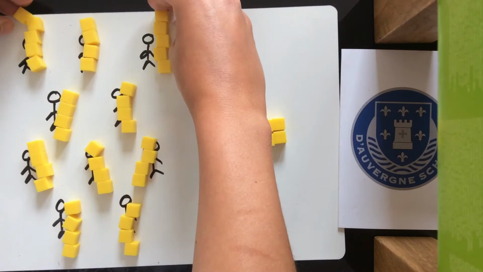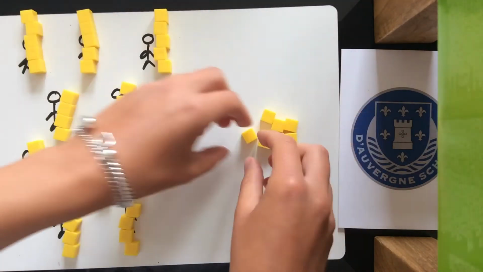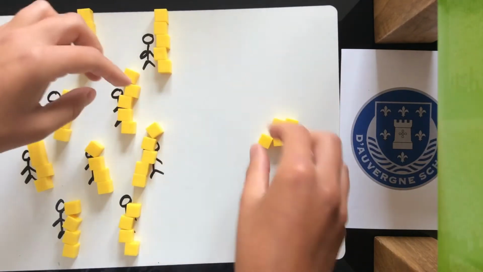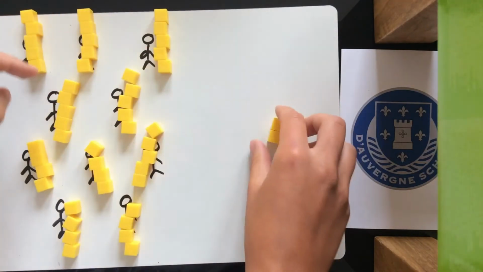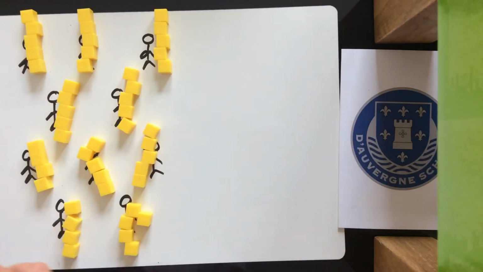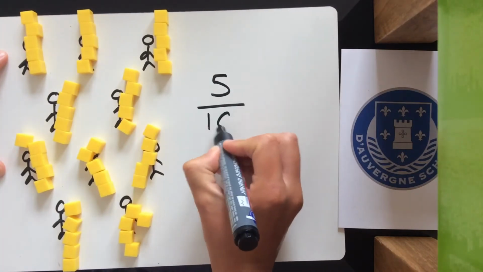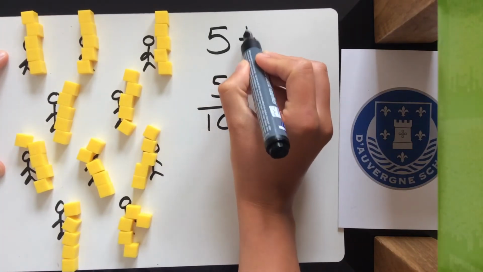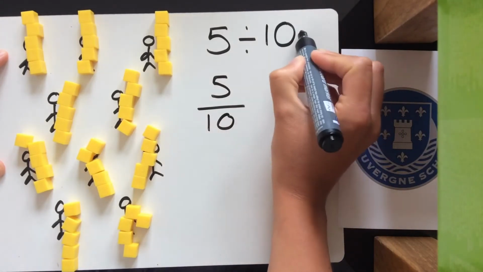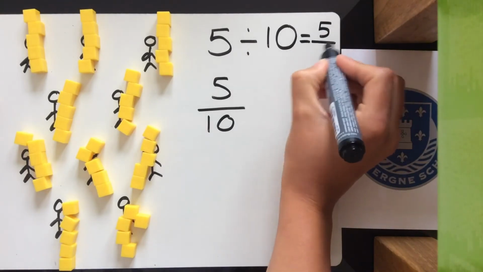Let's have a look if I can fit them on. These are big pieces of chocolate, taller than the children. So each child will have 5/10 of a chocolate bar. If I share out 5 chocolate bars between 10, 5 chocolate bars divided by 10 equals, they have 5/10 each.